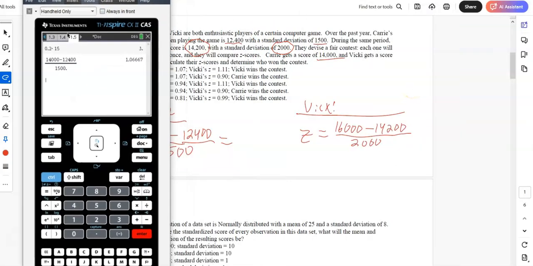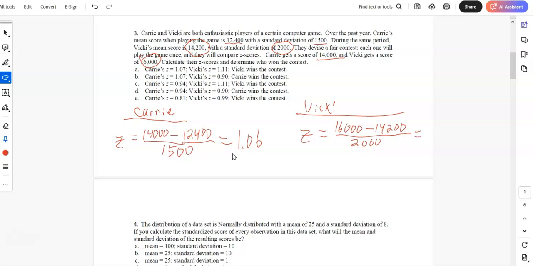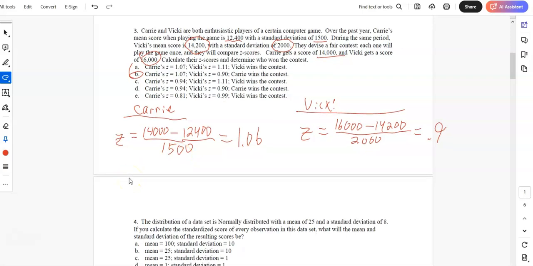And then I'm going to do Vicky's, which is 16 minus 14 all over 2,000, which is 0.9. So who had a higher z-score? So this was 1.06, this was equal to 0.9. So Carrie, we know it's one of these guys. 1.07 versus 0.9, so Carrie wins the contest. We're just comparing z-scores because the scales were not quite the same.